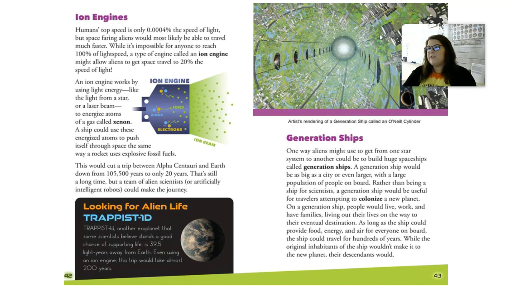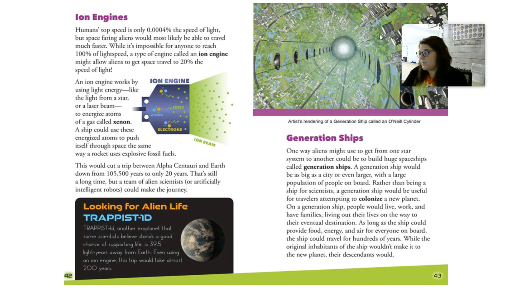Ion engines. Humans' top speed is only 0.0004% the speed of light, but spacefaring aliens would most likely be able to travel much faster. While it's impossible for anyone to reach 100% of light speed, a type of engine called an ion engine might allow aliens to get space travel to 20% the speed of light. An ion engine works by using light energy, like the light from a star or a laser beam, to energize atoms of a gas called xenon. A ship could use these energized atoms to push itself through space the same way a rocket uses explosive fossil fuels. This would cut a trip between Alpha Centauri and Earth down from 105,500 years to only 20 years. That's still a long time, but a team of alien scientists or artificially intelligent robots could make the journey.